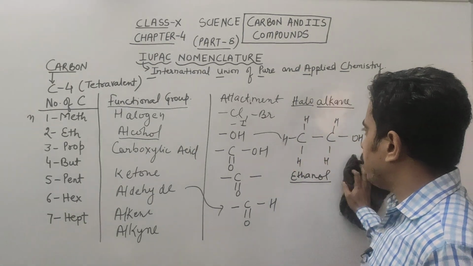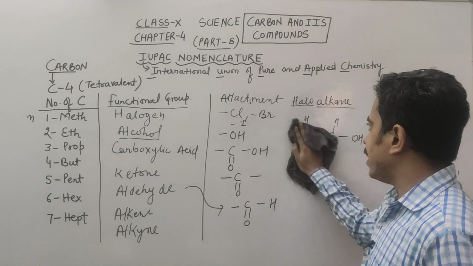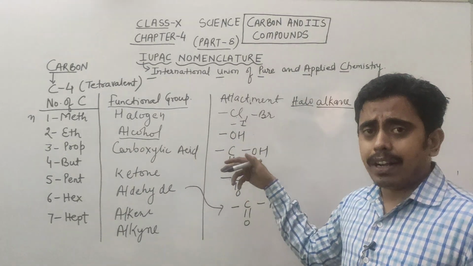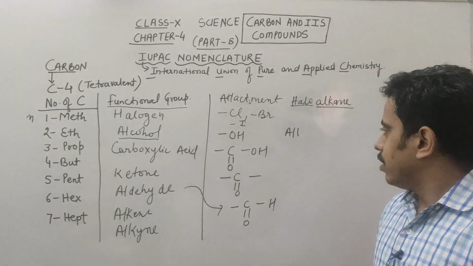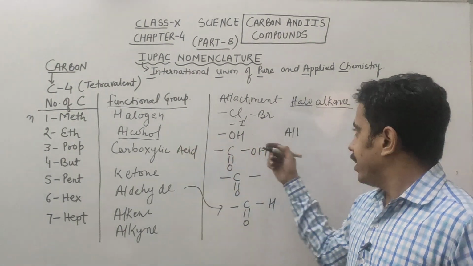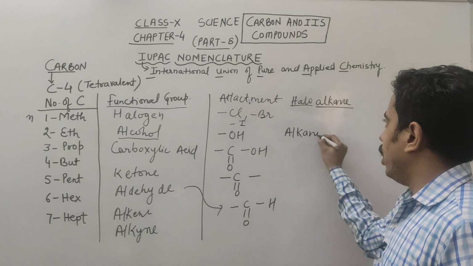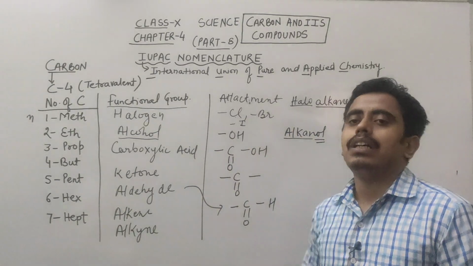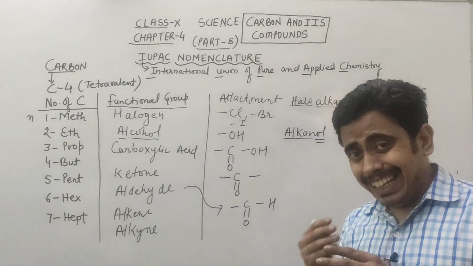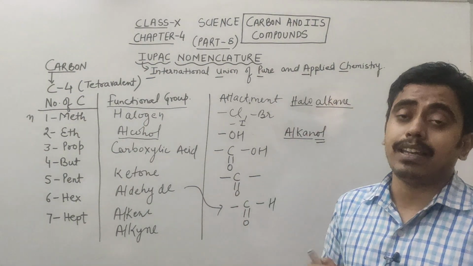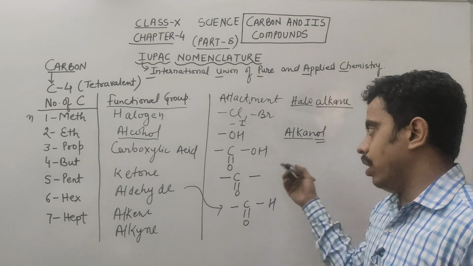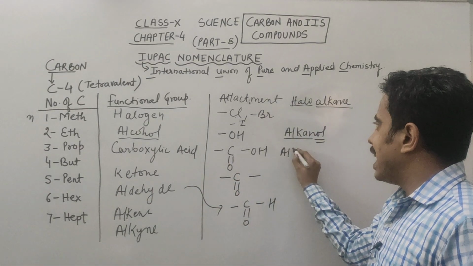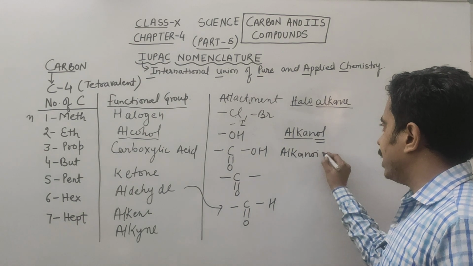So the parent name you have to learn. You only have to remember the parent name. Then these will basically be remembered very easily. For alcohol, what is the parent name? For alcohol, the parent name will be alkanol. Alk for the alcohol, and alkane for the number of carbon atoms. The last E of alkane is replaced by ol. Similarly, for carboxylic acid, the parent name is alkanoic acid.